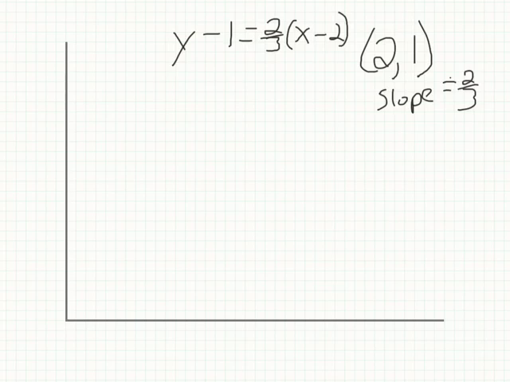So now we can take that information and go ahead and graph this line. So we're going to go over 2 and up 1. That'll be our first point. And then since our slope's positive, we're going to go up 2 over 3.